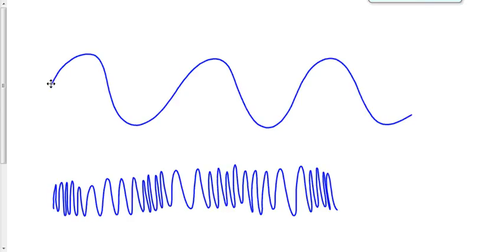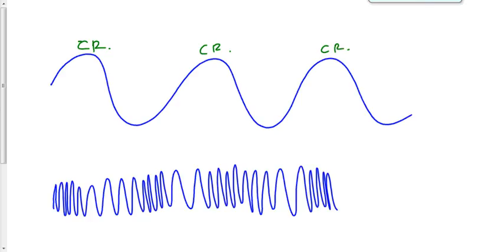Firstly, I want to label a crest. Where would I label a crest on one of these two waves, Ethan? Okay, this is the transverse wave, so the top wave? Okay, so the top of a transverse wave. Good. So that's one crest, that's another crest, and obviously that's another crest as well.